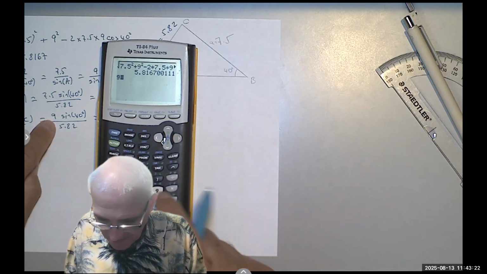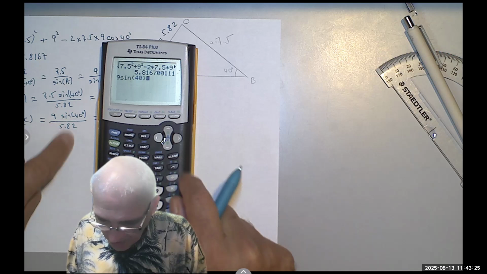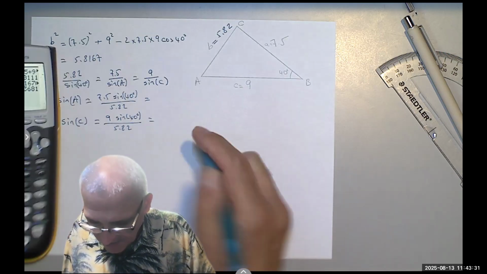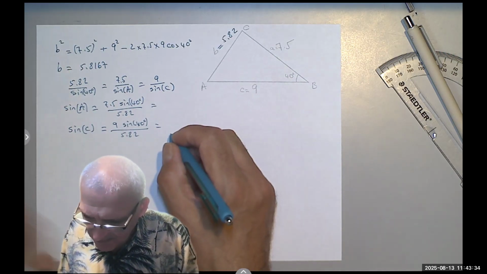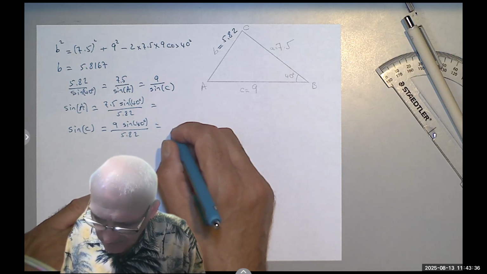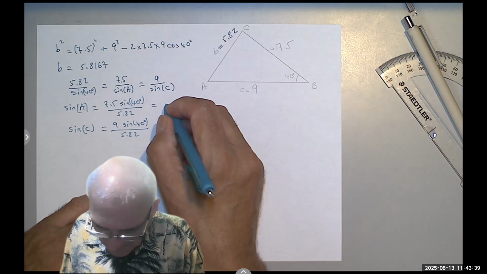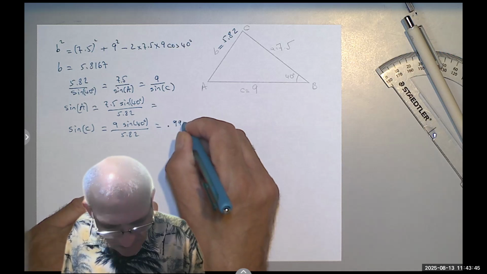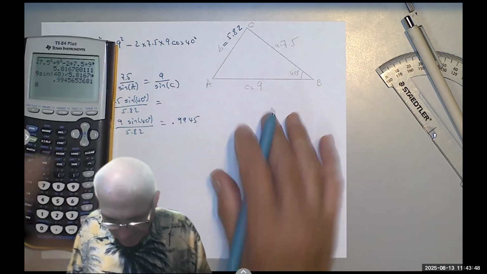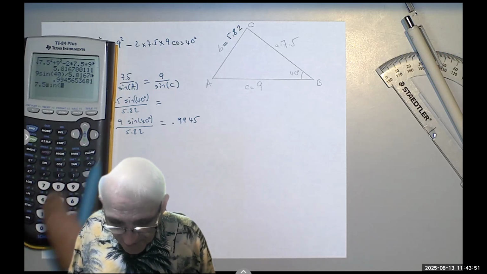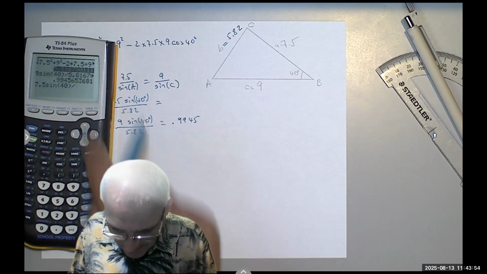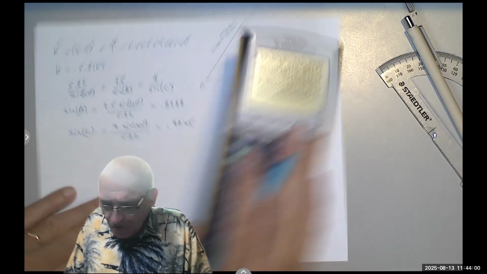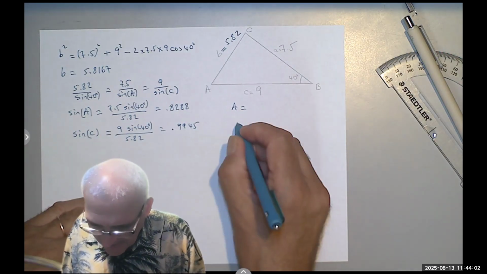So 9 sine 40 divided by this number will give me 0.9984. No, oh, I did this one first, right? And 7.5 sine 40 divided by this number gives me 0.8288. So how do I find the angle A and the angle C?